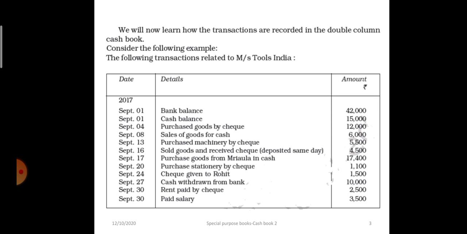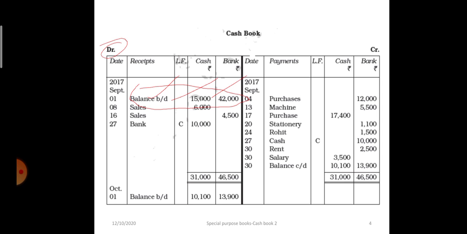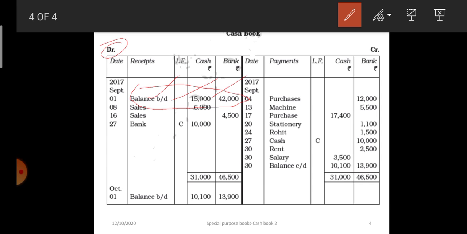Now, April 4th, purchase goods by check, so the amount is going out. Payments are recorded on the credit side of the cash book, so By Purchase, and in the bank column it will be 12,000 rupees.